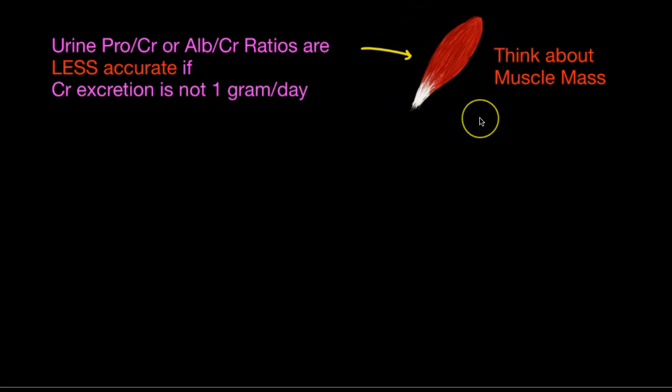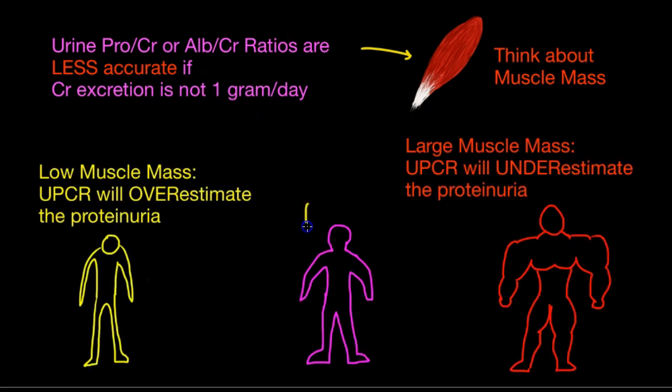And so for patients who have extremes of muscle mass on any side of the spectrum, that's going to affect how this test is interpreted. So for most patients, let's say this patient in the middle here, who have normal amounts of muscle mass, it's probably okay to assume they're excreting 1 gram of creatinine per day. And then everything we said before about the protein creatinine ratio or spot albumin creatinine ratios would be accurate, okay?